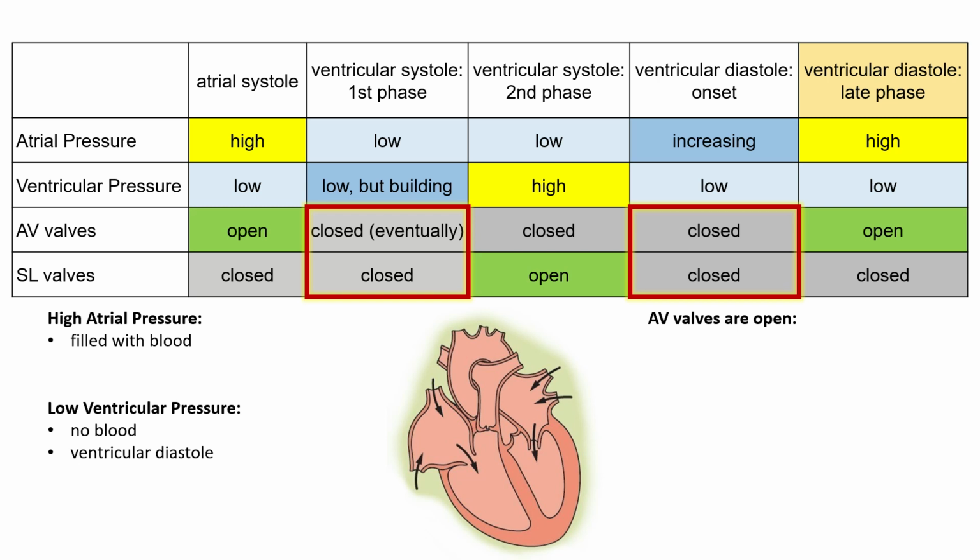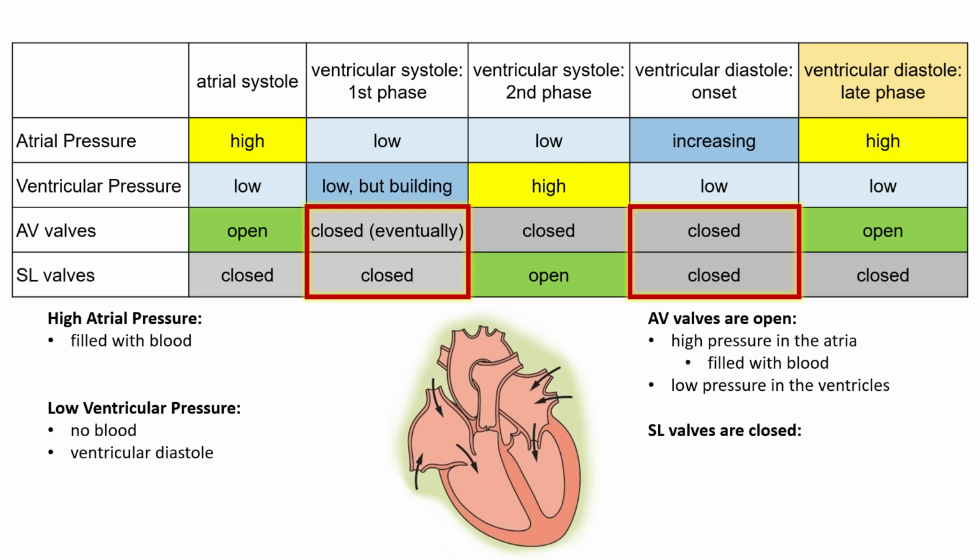So what's happening with our valves? Well, the AV valves are going to be open, and the reason why the AV valves are open is because we got that high pressure in the atria, which is filled with blood, and low pressure in the ventricles. And that pressure differential from one chamber to the next is going to be what drives those valves open. Semilunar valves are closed for the reason that semilunar valves are closed, which is that we have high pressure in the aorta and low pressure in the ventricles.